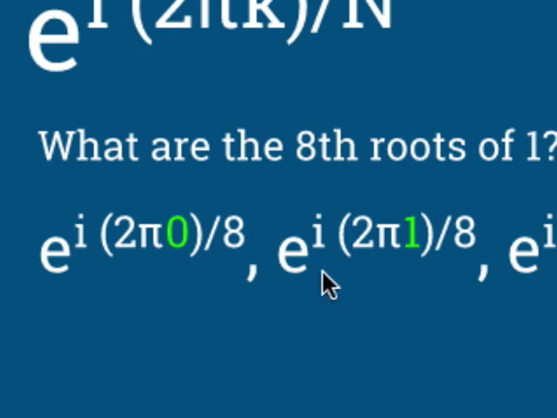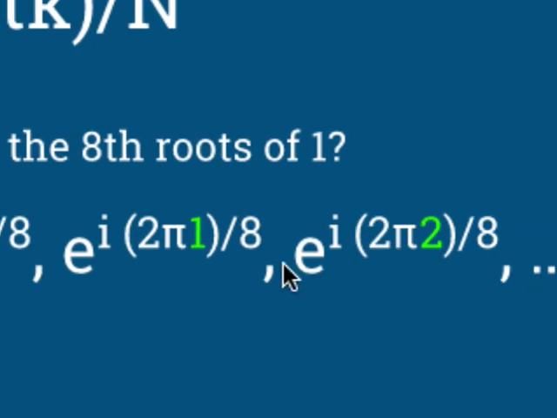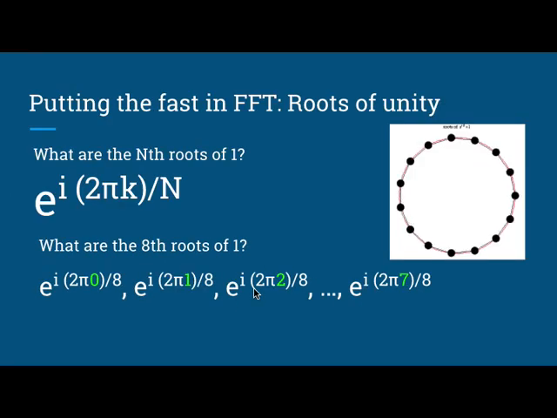Now, if you were to evaluate the next one, this is e to the power i, what is it? 4 pi over 8, so e to the power i pi over 2. So this is going to evaluate to i. How is that going to happen? Remember, e to the power i pi over 2, so the angle is 90 degrees.